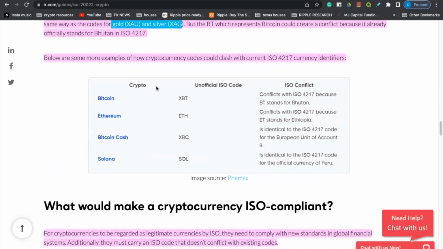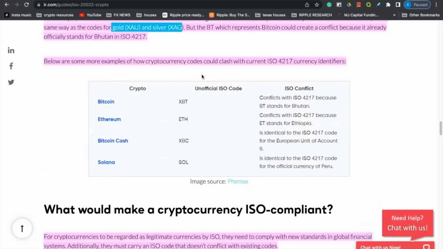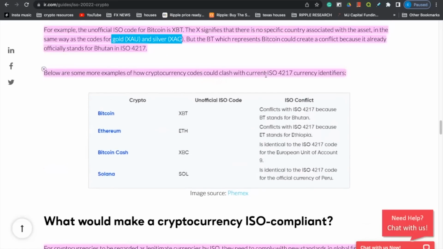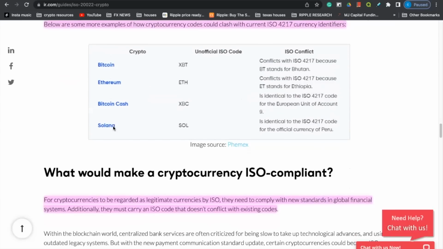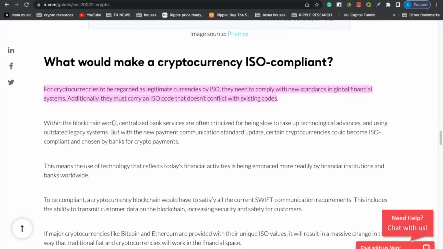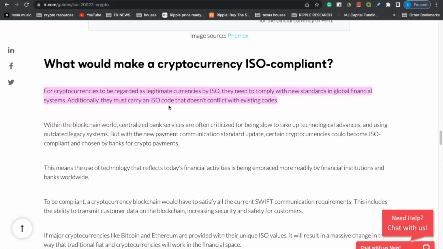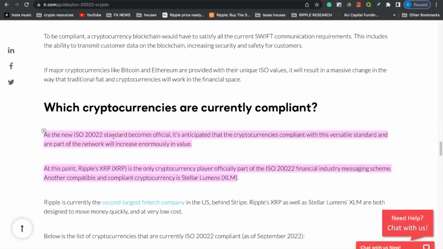Below are some more examples of how cryptocurrency codes could clash with ISO current messaging systems, ISO 4217 currency identifiers. And we see down here Bitcoin, Ethereum, Bitcoin Cash, Solana. For cryptocurrencies to be regarded as legitimate currencies by ISO, they need to comply with new standards in global financial systems. Additionally, they must carry an ISO code that doesn't conflict with existing codes. Sorry, I'm reading this so fast. I'm just trying to get through this information, okay? This is important, ladies and gentlemen.